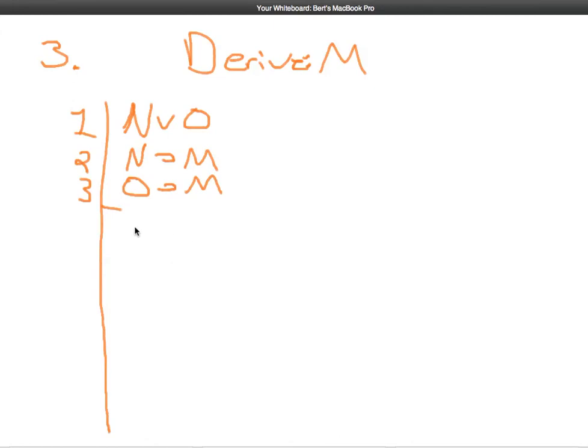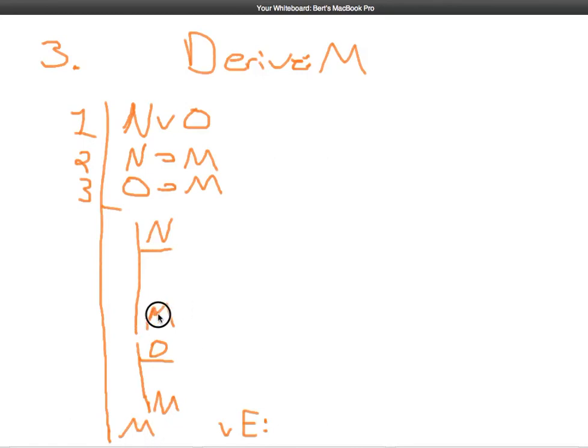So the way we set up disjunction elimination is just as we said. So we're going to assume N, and our goal is to try to get M. And then we're going to assume O, right? We're going to assume O this time, and our goal again is going to try to get M. And disjunction elimination says that if you're able to do this, then you can pull out M. You can use disjunction elimination as your justification for concluding M.